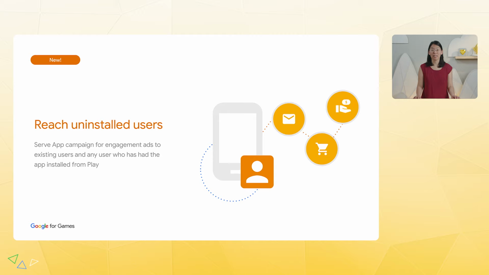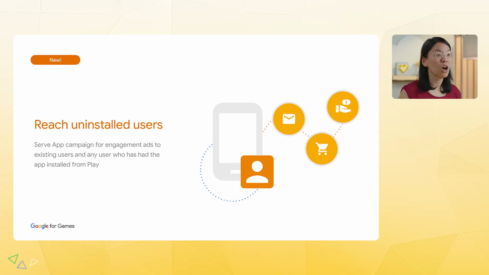Last, but certainly not least, in this series of updates to help keep your players engaged, we're excited to share that we're expanding your audience reach in App Campaign for Engagement to help you bring back players who might have uninstalled your game. Advertisers who have opted into this audience update in ACE will now see their ads served not only to existing users, but also to any user who might have had the app installed from the Play Store in the past. And this is especially helpful for developers who have a large uninstalled user base, or who might be planning for major live game updates. Reaching uninstalled users will be available in beta soon.